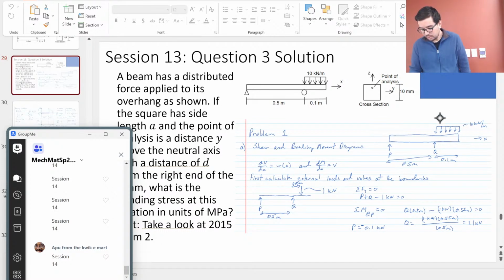We start by calculating the external equilibrium first, at all the boundaries, so figuring out what P and Q are with this load. This load is 10 kilonewtons per meter.